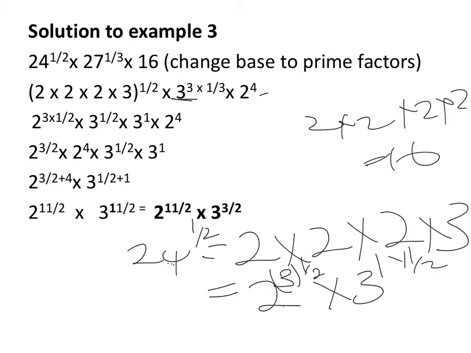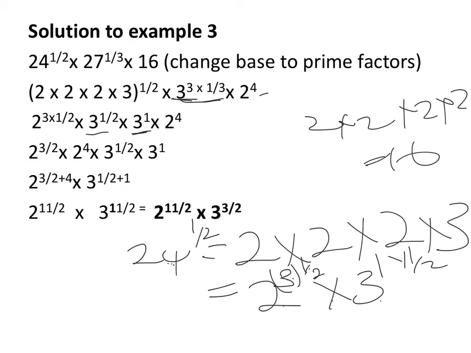So you have 2 raised to power 3 times 1 over 2 times 3 raised to power 1 times 1 over 2. And 1 times 1 over 2 is 1 over 2. And that is what we have here, times 3 raised to power 1. This 3 raised to power 1 is from 3 raised to power 3 times 1 over 3. 3 times 1 over 3 is 1. So you have 3 raised to power 1, then times 2 raised to power 4.